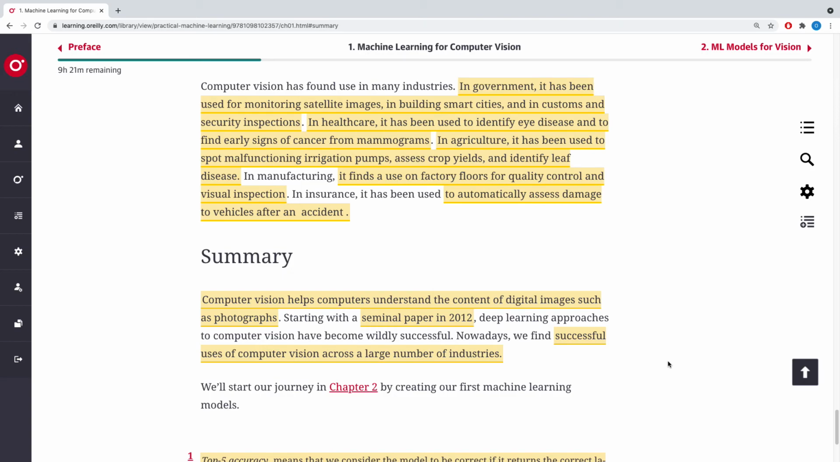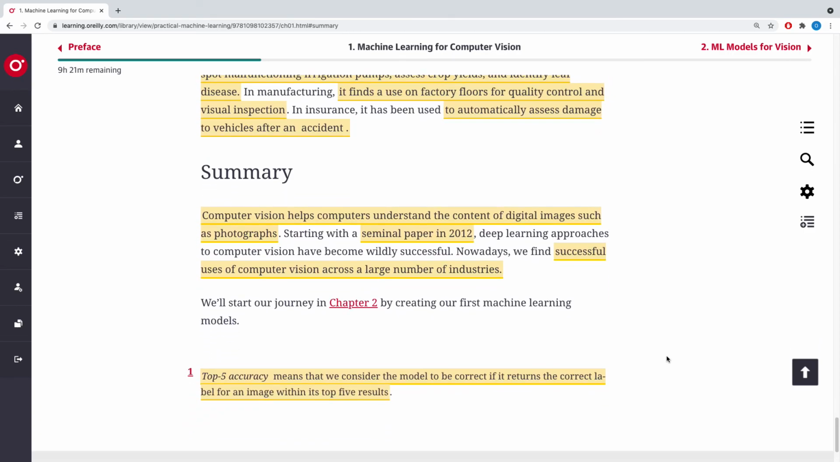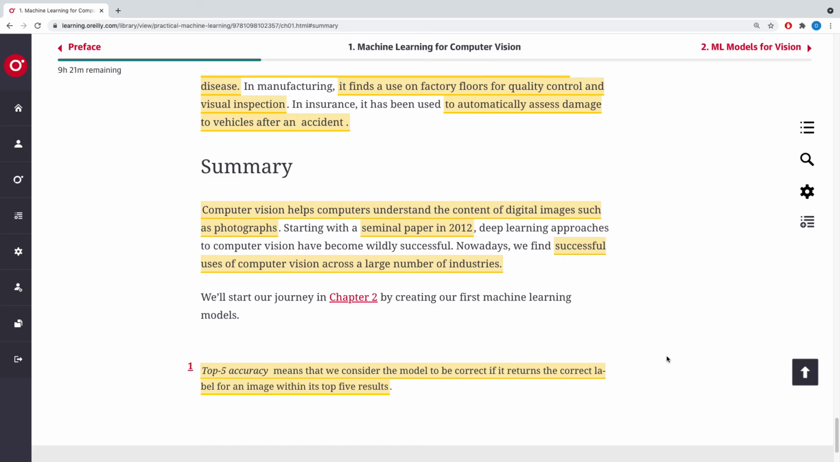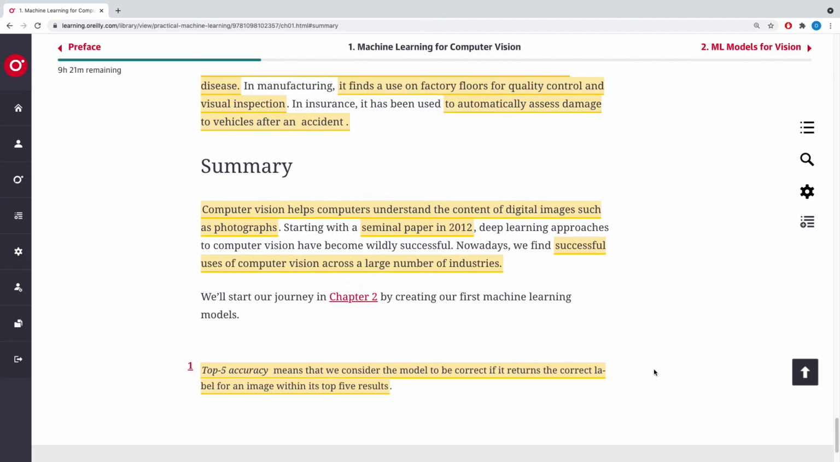So we see that computer vision helps computers to understand the content of digital images. Computer vision provides a visual understanding to computers to understand spatial data. And that is it for the first chapter.